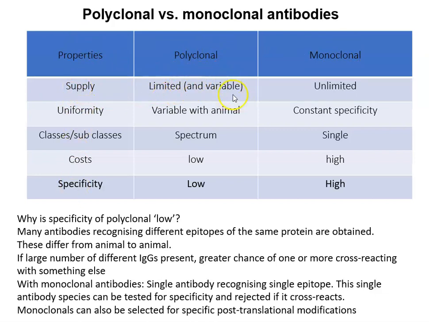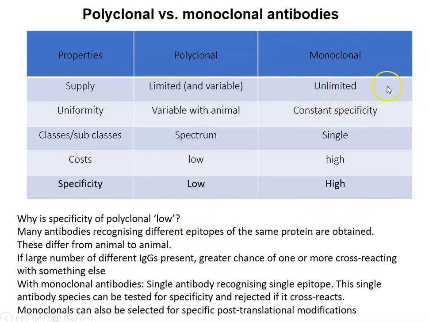So the supply is limited and variable. If you make a batch of anti-protein A antibody from a goat, well, you can only bleed that goat a finite number of times. If you need more of that antibody, you've got to inject a different goat. When you do that, you might get a different immune response with a different animal, so you get a slightly different batch of antibody. So if you want to do experiments over a long period of time, polyclonal antibodies can differ from batch to batch. But they are low cost and they are relatively low specificity compared to monoclonals, which I'll come on to shortly.